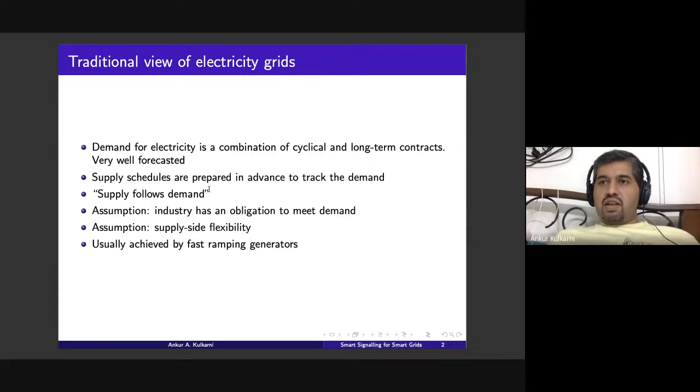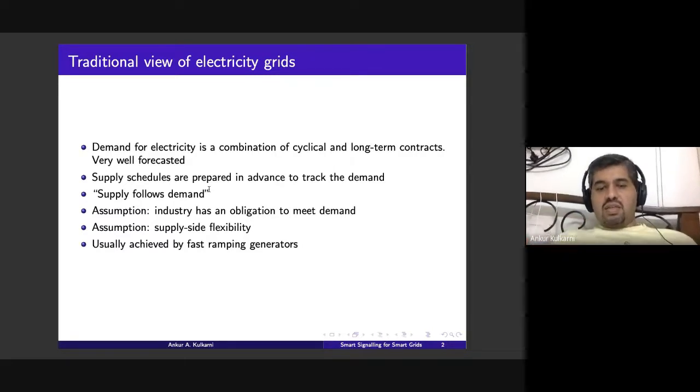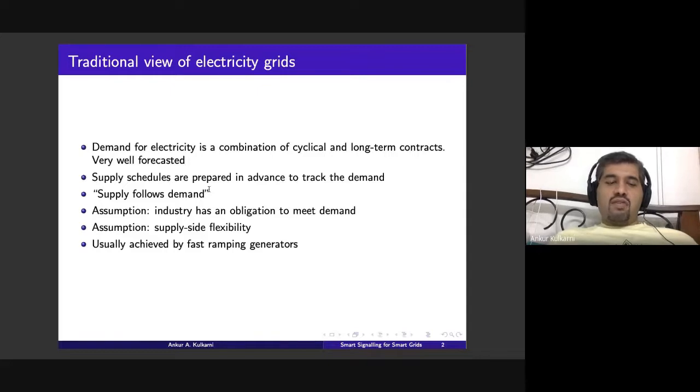But unfortunately with electricity, when electricity is cut, there is obviously a hue and cry about it. This is the nature of the good. The electricity industry has somehow come to be thought of as an essential thing, and therefore the industry has an obligation to meet the demand in whatever way it can.